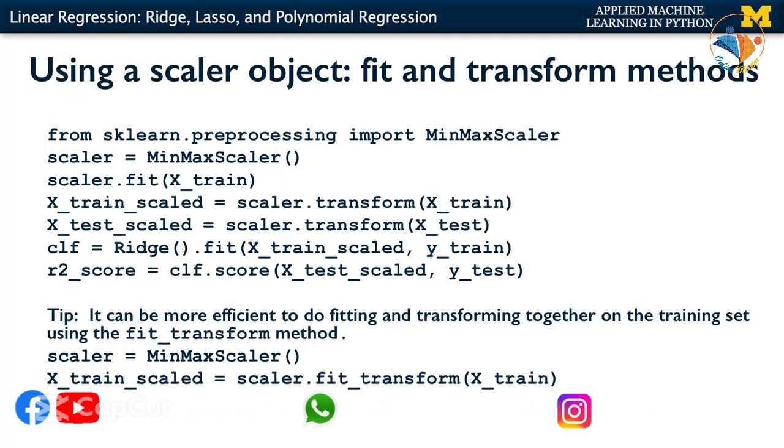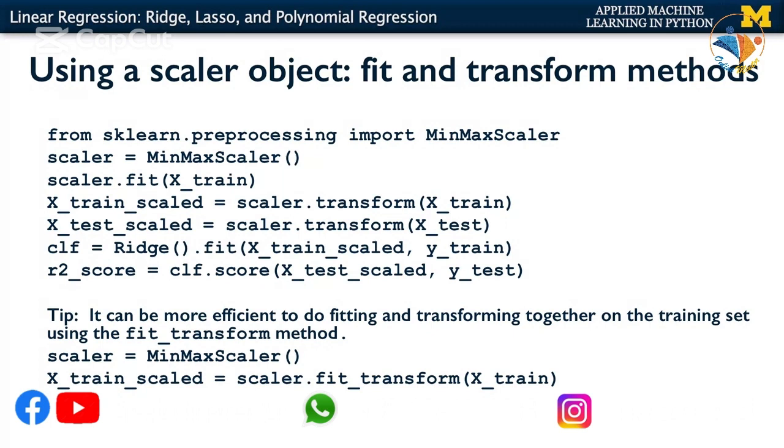In this case, we want to scale the training data and save it in a new variable called X_train_scaled, and the test data, saving that into a new variable called X_test_scaled. Then we just use these scaled versions of the feature data instead of the original feature data. Note that it can be more efficient to perform fitting and transforming in a single step on the training set by using the scaler's fit_transform method as shown here.